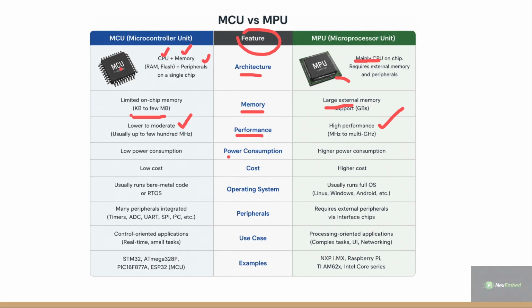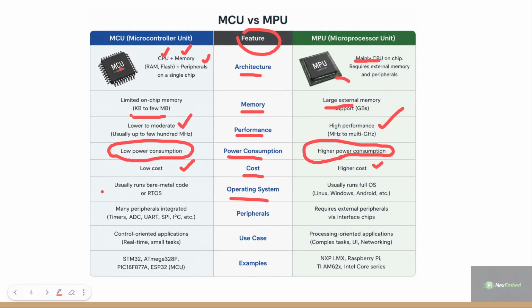Next one is power consumption. It has everything inbuilt, which means its consumption will be low. So wherever I require a low power application, at that time I can go with microcontroller. So power consumption is low, whereas microprocessor consumes higher power. Okay, if my application requires low power consumption as its main feature, then I can go with the microcontroller instead of microprocessor. Next one is cost. Cost wise, microcontroller is low, microprocessor is high.